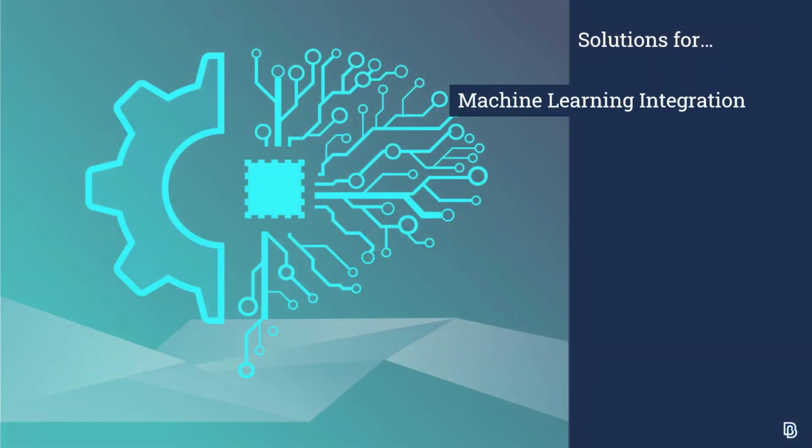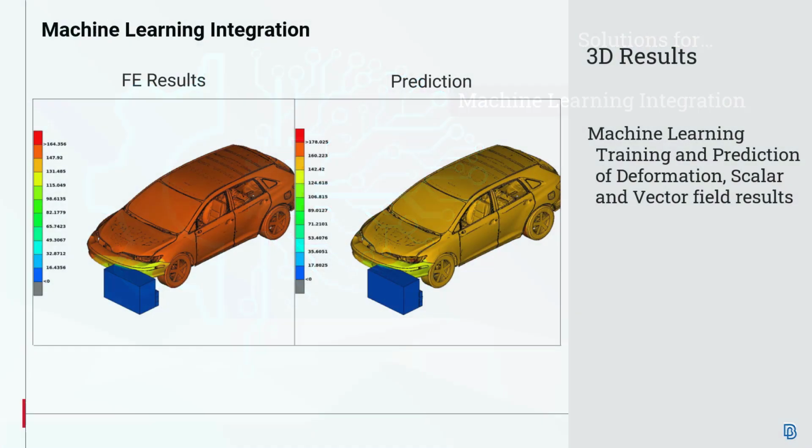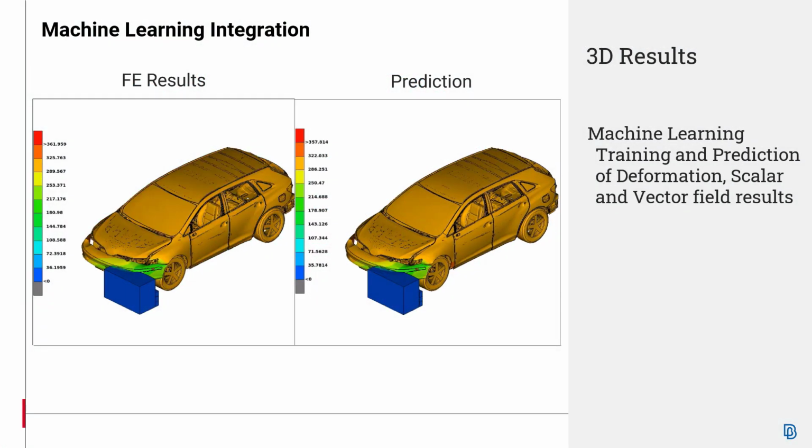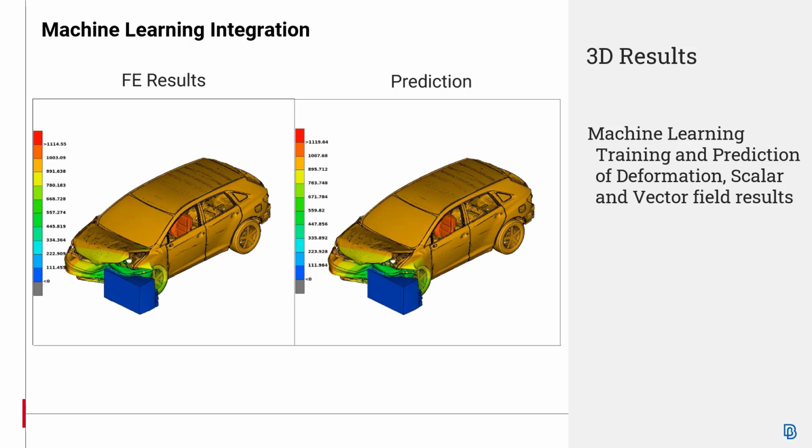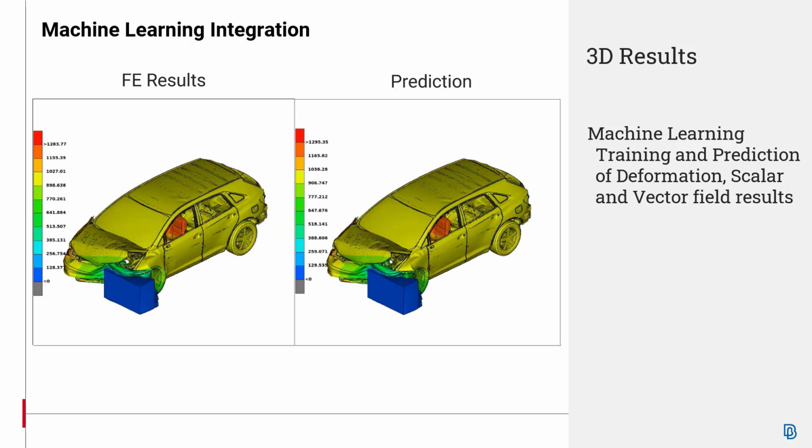Last, in the machine learning integration field, updates in machine learning in Convos version 22 include training and prediction of all scalar field primary and derived results for all states. Training for key values, 2D or 3D results is now possible via a dedicated predictor train wizard.